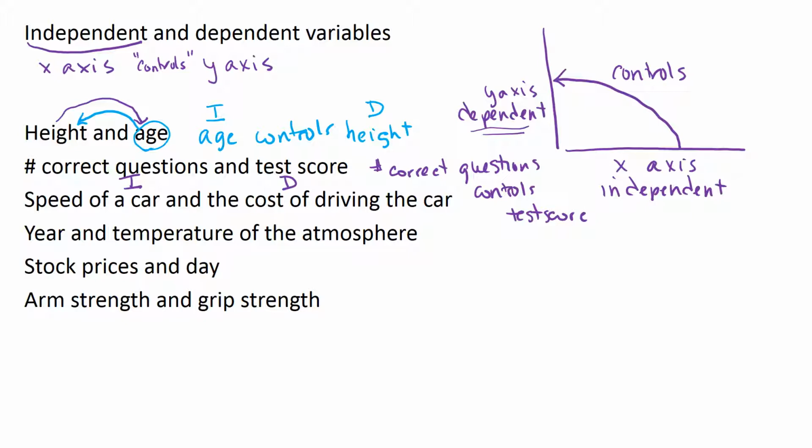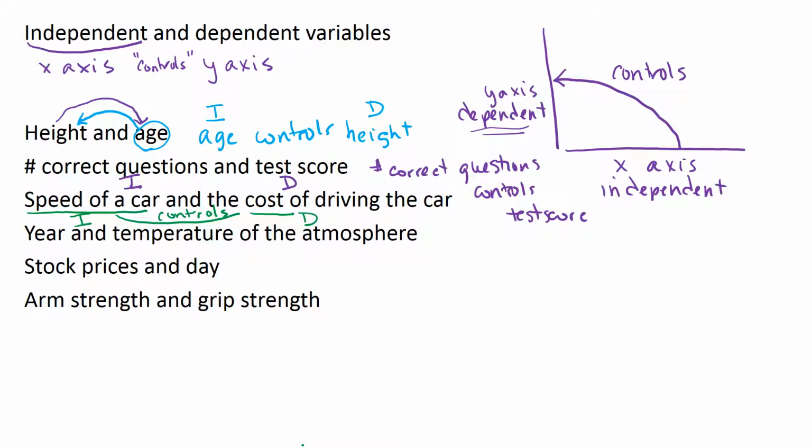Now, as you know, when you drive a car, if you speed or drive quickly, then you're going to use more fuel, and if you use more fuel, it's going to cost you more to drive the car. So in this example, there are two variables. One is the speed of the car, and the other one is the cost of driving the car. Which one controls the other? So I think the speed of the car controls the cost. So that means the speed is the independent variable and the cost is the dependent variable.